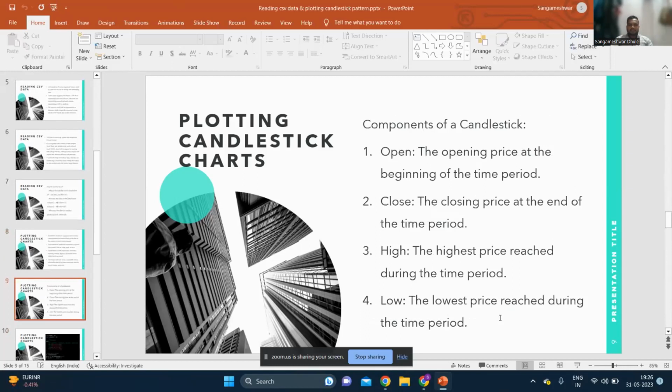So let's see some of the components of a candlestick. There are four most important: open, close, high, and low. The open indicates the opening price at the beginning of the time period. Close is the closing price at the end of the time period, obviously. High is the highest price reached during the time period, and low is the lowest price reached during the time period.